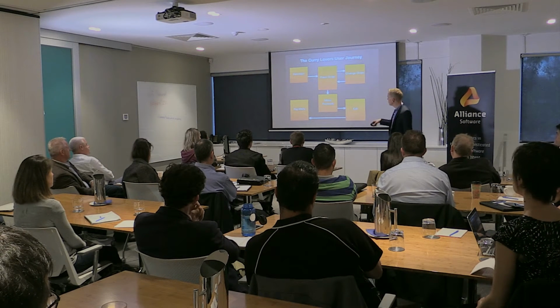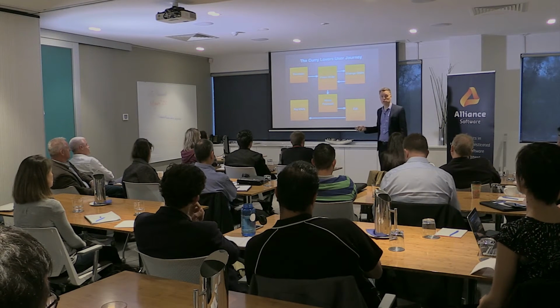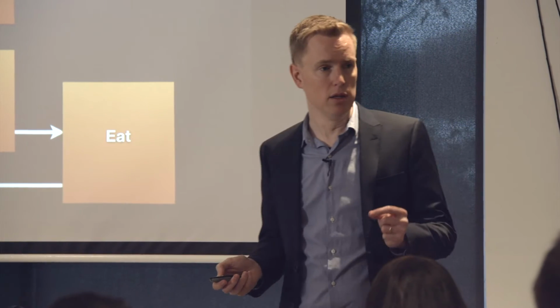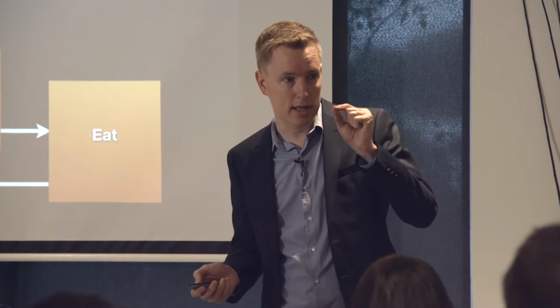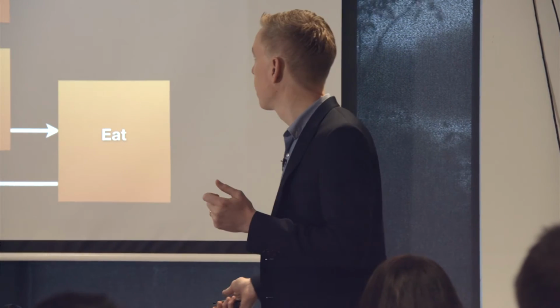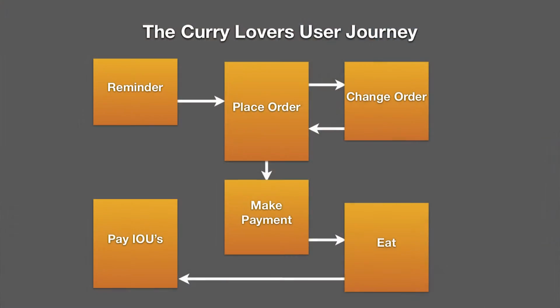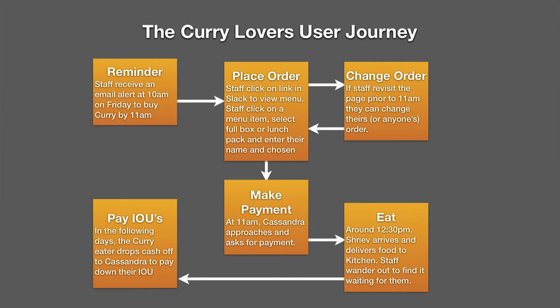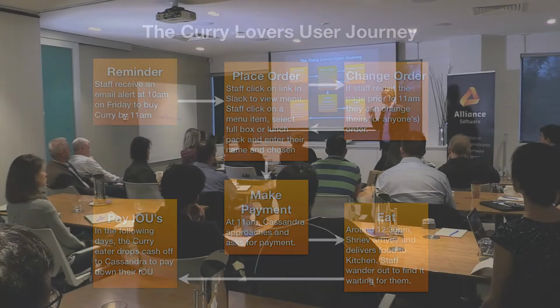This is a high level view, and what we then do is start to flesh these out and write in very specific detail exactly what they do. And it's the detail that often gives you some of the insights. So, Aaron receives an email alert at 10 a.m. on Friday to buy curry by 11 a.m. That is exactly what happens. And in fact, we fill this out. I won't go through and read them, but we fill it out for all of them. So we actually say for each box what actually happens.